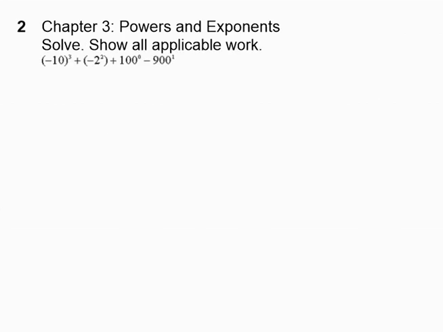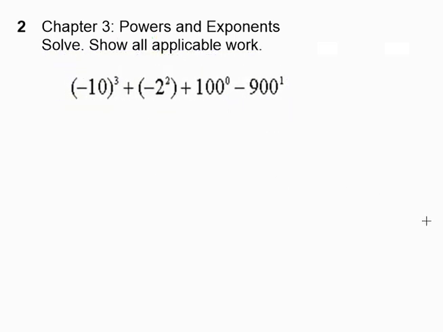Our next question says, solve and show all the appropriate work. So I think this is the 4th time we've done these now, so we're probably getting pretty good at them. So the base is in brackets in the first power, and it says negative 10 in brackets cubed, which means negative 10 multiplied by itself 3 times. And negative 10 times negative 10 is 100. And 100 times negative 10 is negative 1,000. So in standard form, negative 10 cubed is negative 1,000.